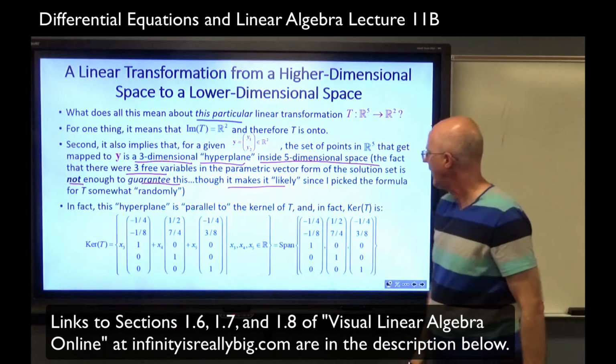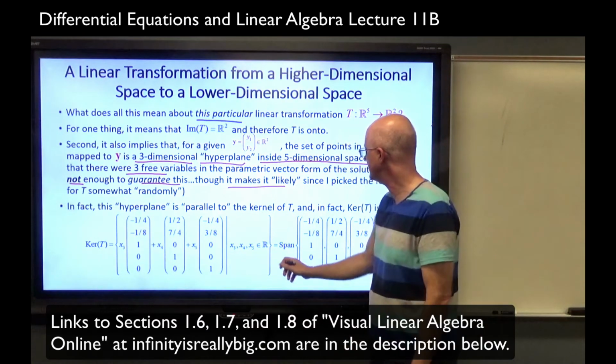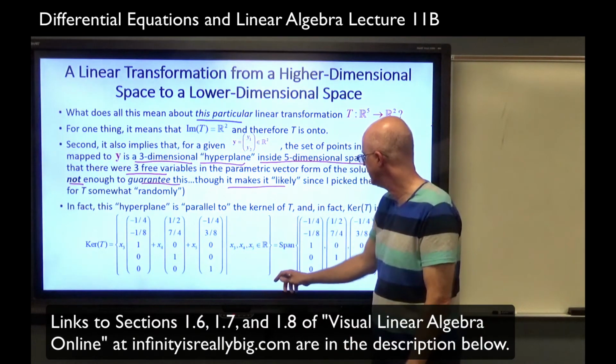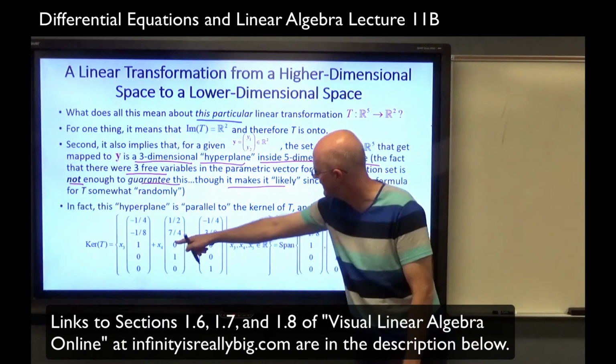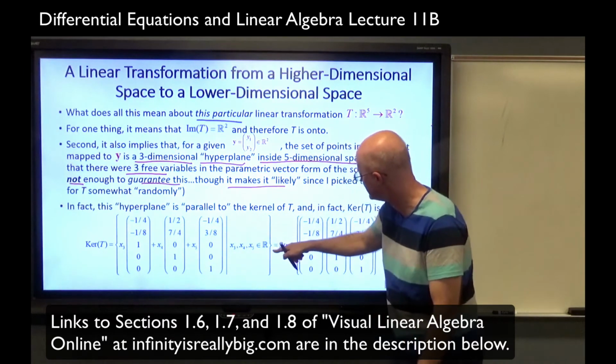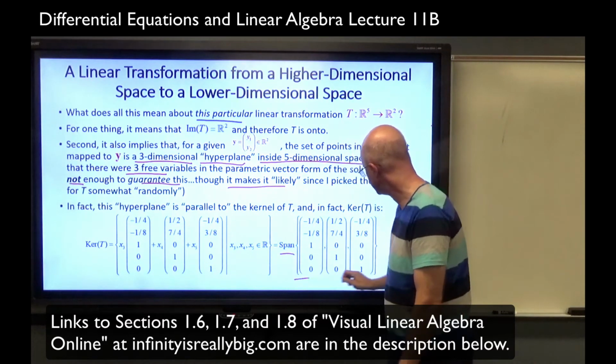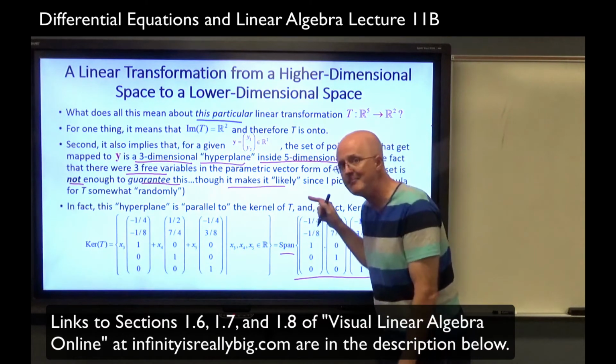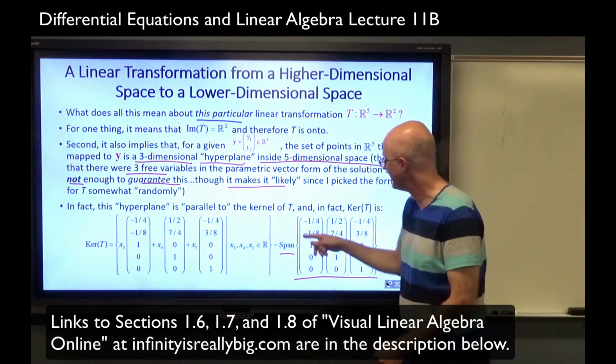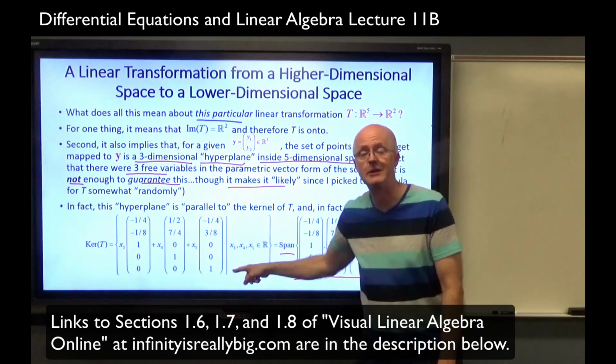Also, like I mentioned last time, you can describe this a little bit more succinctly without the set builder notation, the set of all things like this, such that these numbers range over R. With this notation, the span of these 3 vectors. Span means, the span of these 3 vectors means the set of all linear combinations of them.